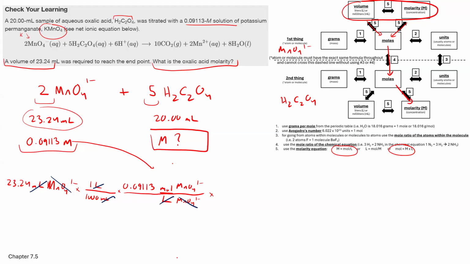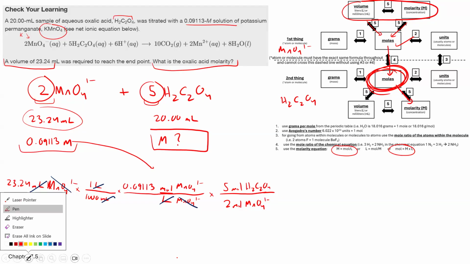All right, so now we're at moles of permanganate. We need to go to moles of oxalic acid. So we find the mole ratio. We know there are 2 moles of MnO4 minus. That's 2 here. And we have 5 moles of H2C2O4, which is oxalic acid. Again, I'll pause to cancel some stuff out. This cancels out with this, moles of permanganate. All right, now let's look where we're at.